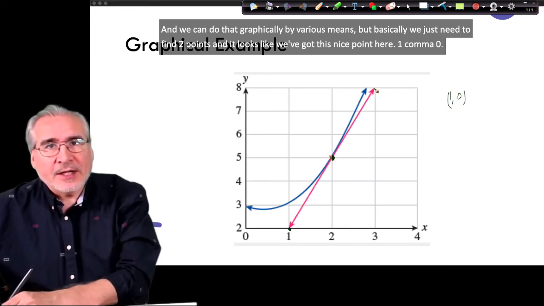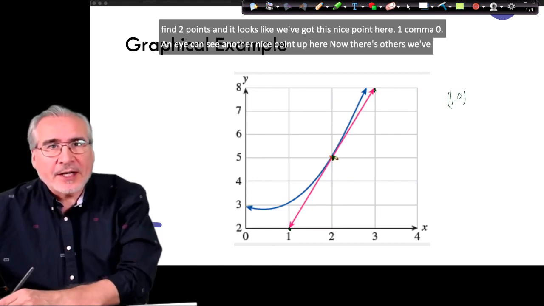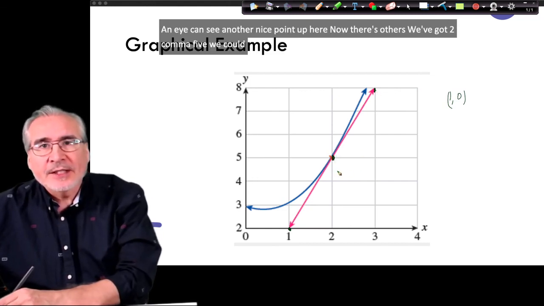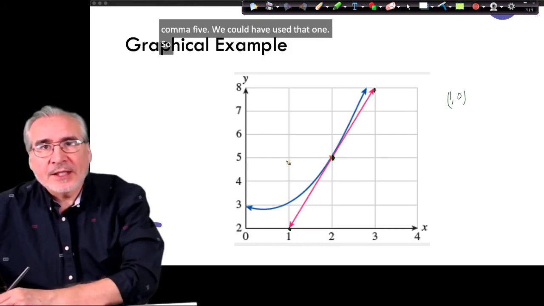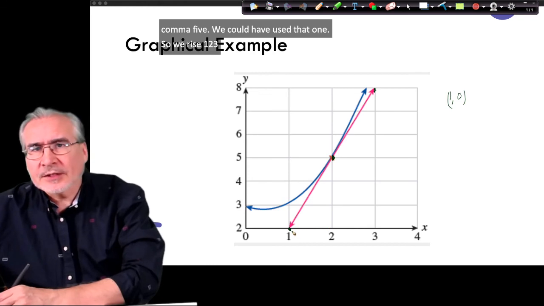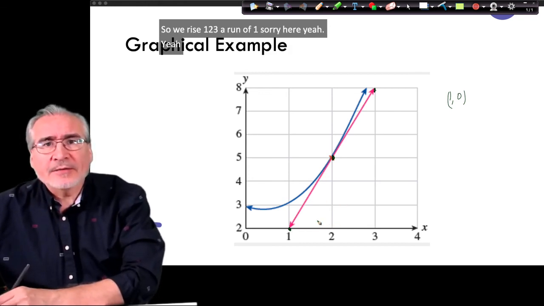And I can see another nice point up here. Now there's others. We've got 2, 5. We could have used that one. So we rise 1, 2, 3, a run of 1. Oh, sorry, here. Yeah. That would be 2, 5. This is 1, 0.